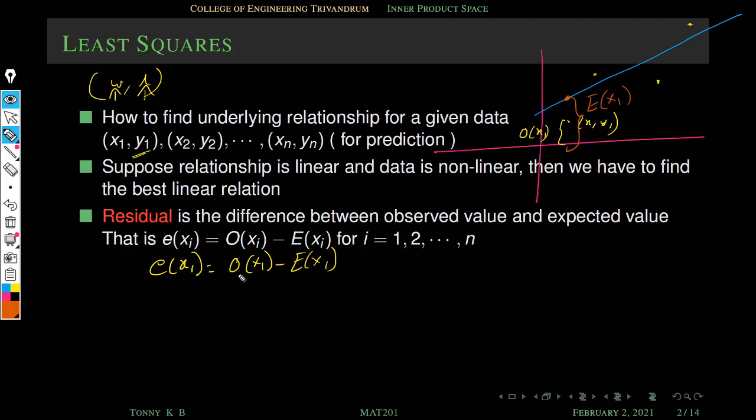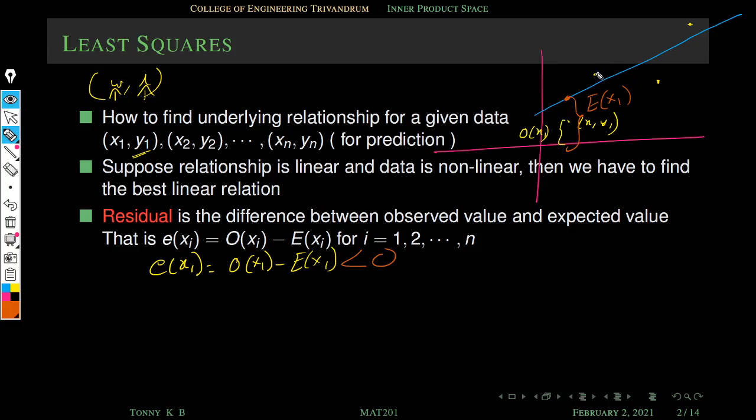My question, in this particular experiment, what about e of x1? What is the residual at x1? Is it positive or negative? That's a very simple question. From this graph or this figure, what is your opinion? Is it positive or negative? Negative. Yes, it is negative because this height is o of x1 and this height is e of x1. So it is clear that this residual is negative.